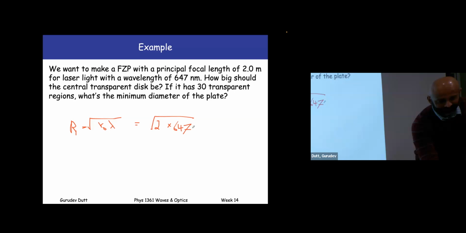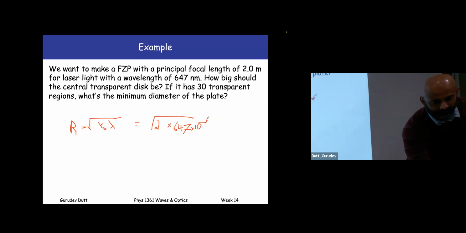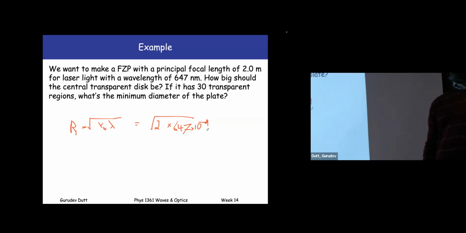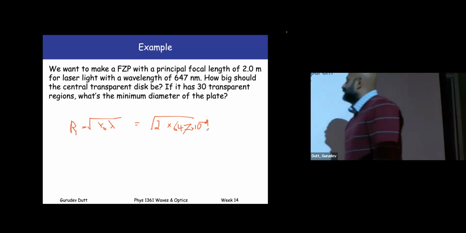times 10 to the minus 9. Having a hard time writing here. Okay, very hard. Okay, so hopefully you understood that, and so you can just calculate that. I'll let you finish the calculation.